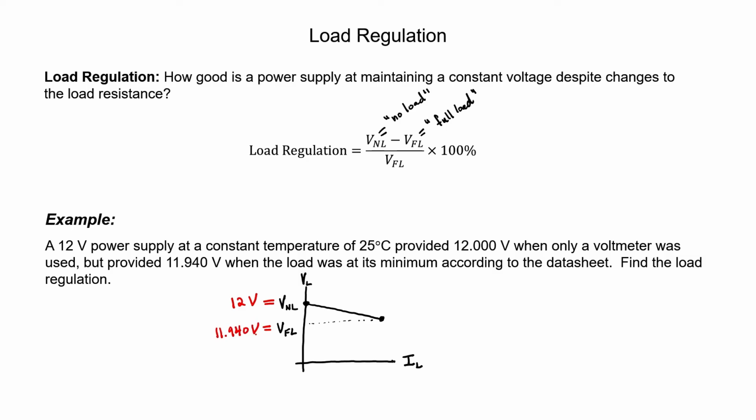We now have everything we need in order to calculate load regulation for this regulator. Using the equation above, we can just substitute in these two values. We find that the load regulation for this particular example is 0.5%. Again, this is a typical value for load regulation that you might find in a well-designed regulator.